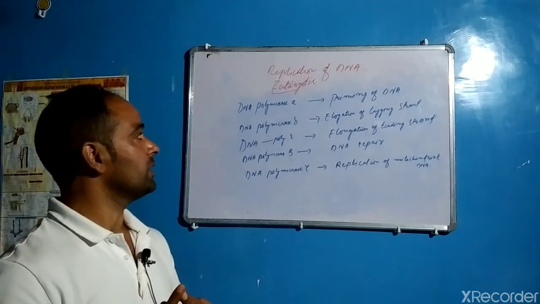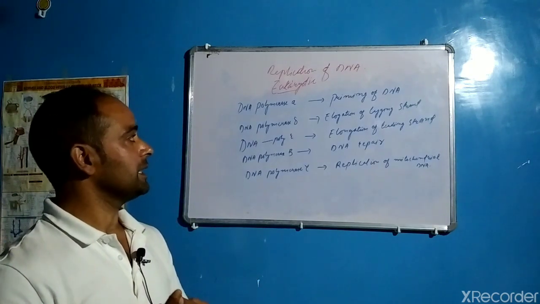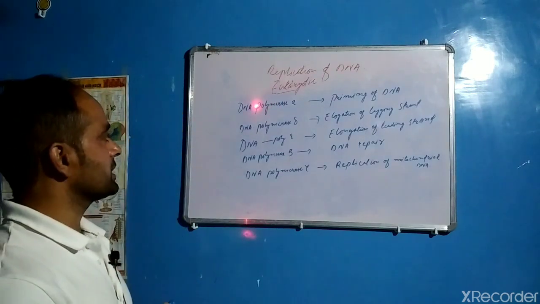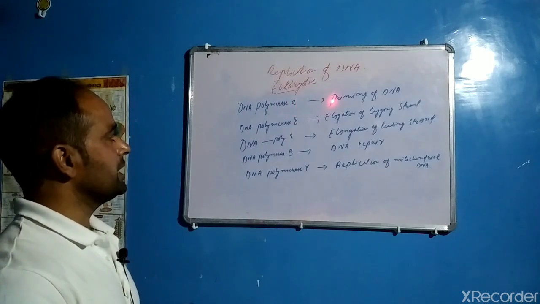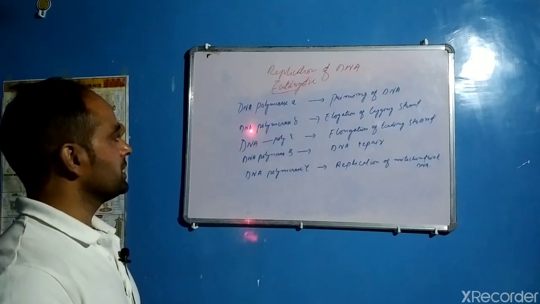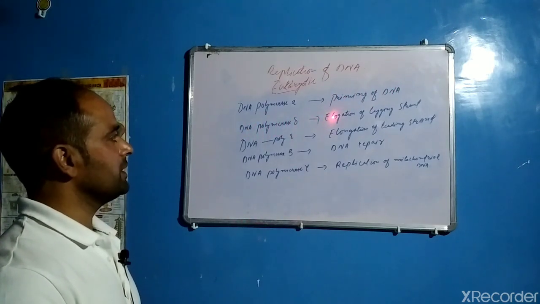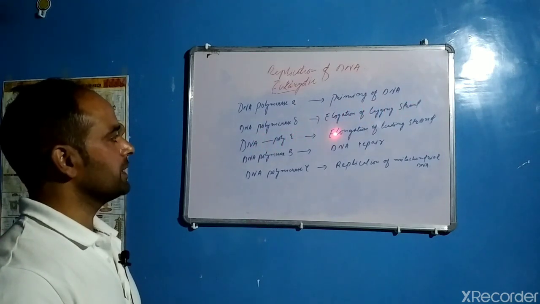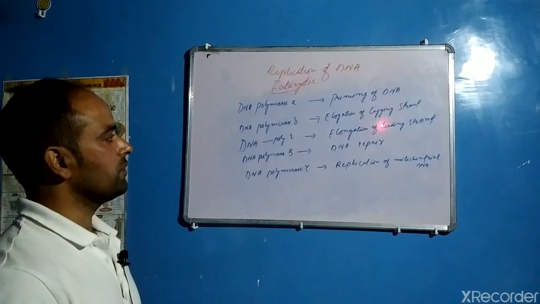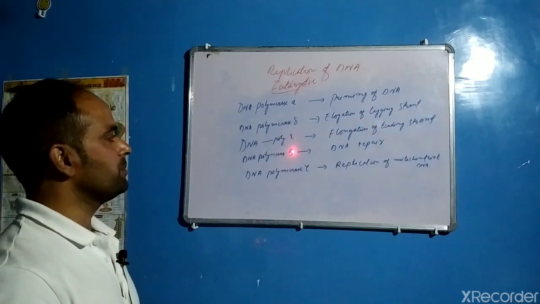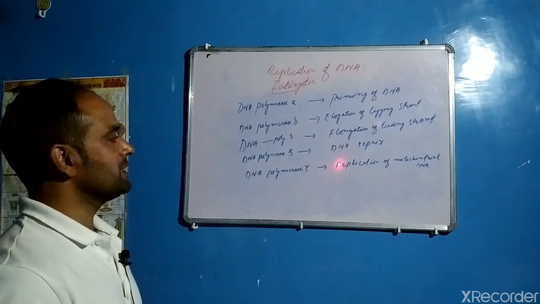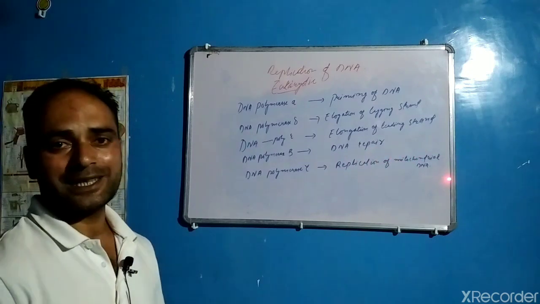However, in case of eukaryotic DNA replication, there are many types of DNA polymerases. First of all, we will study DNA polymerase alpha. Its job is to synthesize primers, priming of DNA. DNA polymerase delta: its job is elongation of the lagging strand. DNA polymerase epsilon: its job is elongation of the leading strand. DNA polymerase beta: its job is DNA repair. DNA polymerase gamma: its job is replication of mitochondrial DNA.